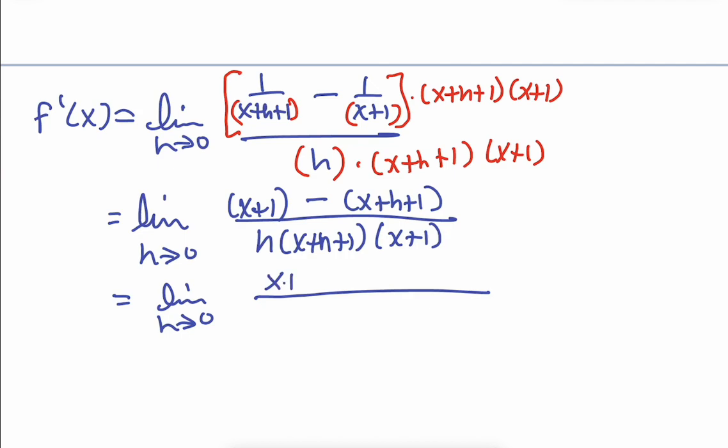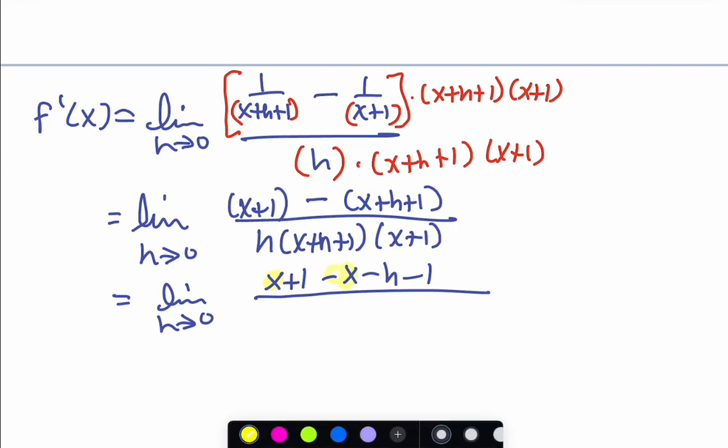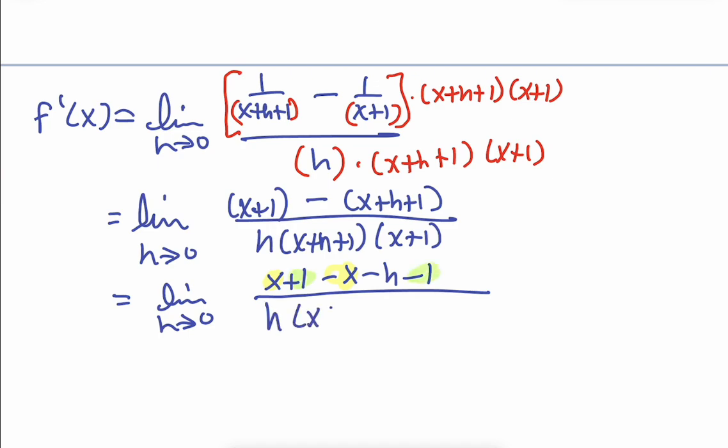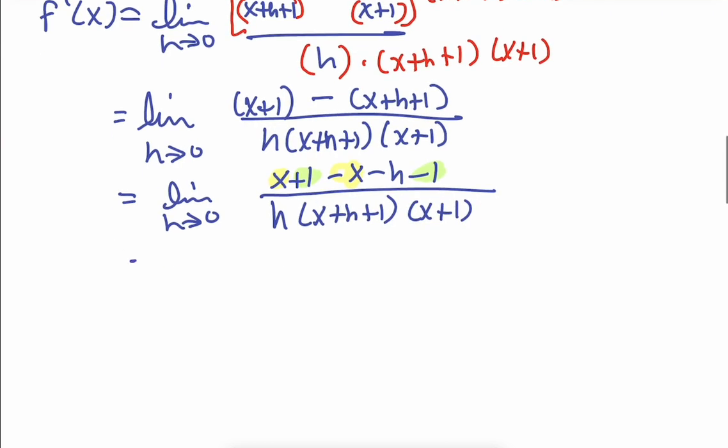We're left with x plus 1 minus x minus h minus 1. Now remember, everything that does not have an h should cancel out. The x's cancel. The 1's cancel. What's left? Negative h. Awesome. Okay. So we found out that there's only a negative h that's up there.